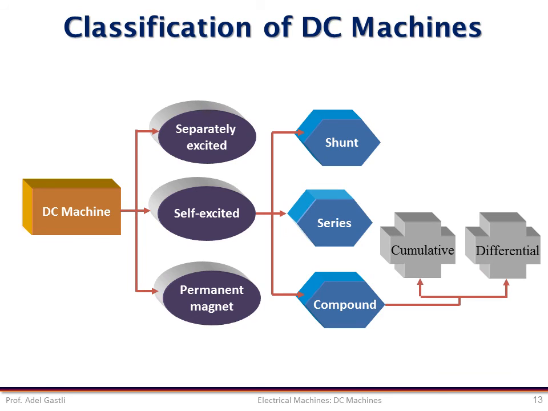Depending on how the series and shunt field winding polarities are connected, we can have the cumulative flux type and the differential flux type. Also, depending on how the series and shunt windings are connected with the armature, we can distinguish two types, the long shunt and the short shunt. Note that the series winding has fewer turns but carries a larger current than the shunt winding.